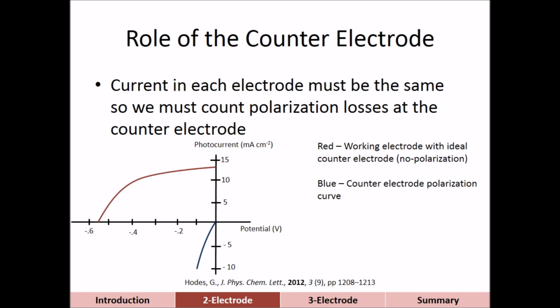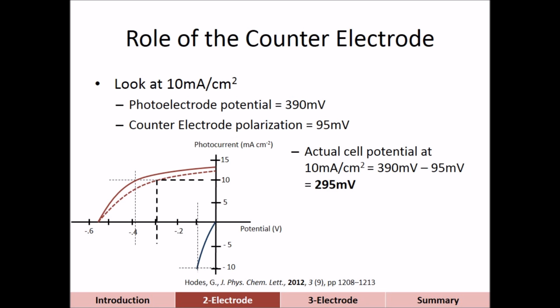When we're actually measuring our solar cell, this IV curve from our ideal working electrode and the polarization curve from our counter-electrode become convoluted. So let's see how that works. If we imagine the case where we're drawing 10 milliamps of current from our cell, our photoelectrode can draw 10 milliamps per centimeter squared of current at a potential of about 390 millivolts. But we must also take into account the counter-electrode polarization.